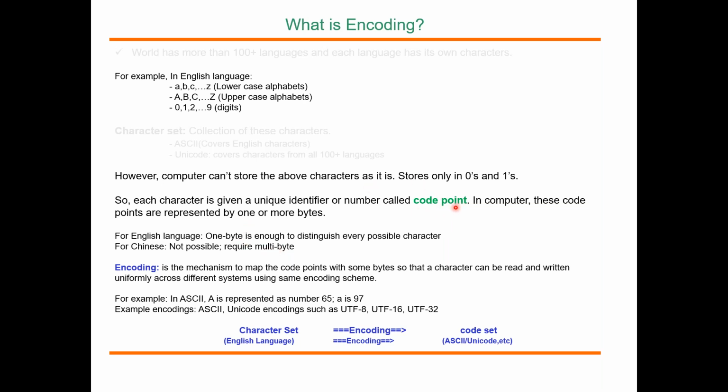If a code point is a unique way of representing a character, encoding is a mechanism to map code points to some bytes so that characters can be read or written uniformly across different operating systems or platforms. In short, in simple terms, you have a character set, you apply encoding, and what you get is the code points, which are part of this code set. Some of the popular code sets are ASCII, which is useful to represent the English characters, and Unicode, which can represent characters from any of these 100 plus languages. In short, encoding is a mechanism that gives an opportunity to represent these character sets as code sets.